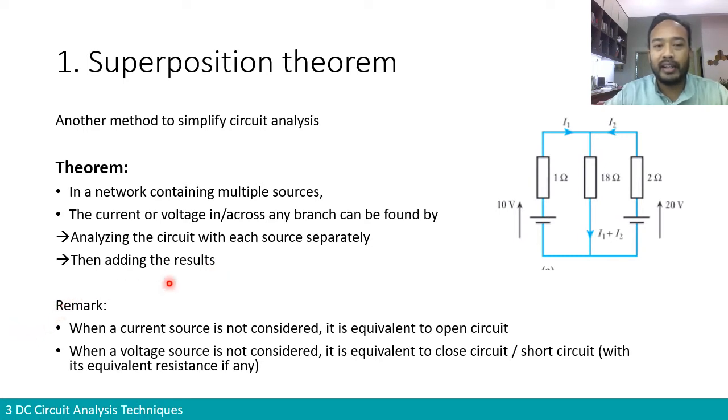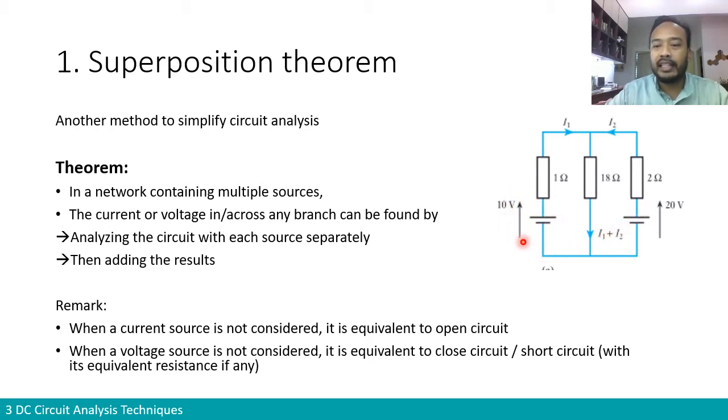So I've mentioned just now that we will consider in a separate analysis only one source, and in considering only one source, for example here only the 10 volts, something needs to be done with the 20 volts, what I called just now neglecting or eliminating it, right? So when a current source is not considered, so this here is not a current source. Imagine if it was a current source.